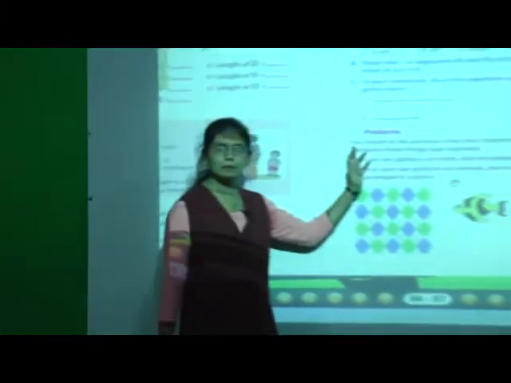Students, in our previous session, we have seen how to measure a line segment and how to draw a line segment of given measurement. Today, we are going to see patterns. Now look at the board. Patterns. Now what is meant by pattern?